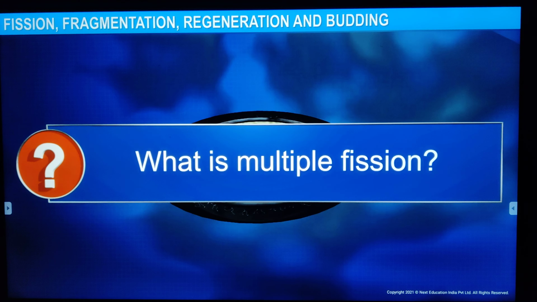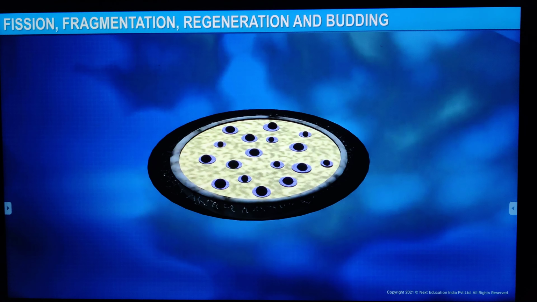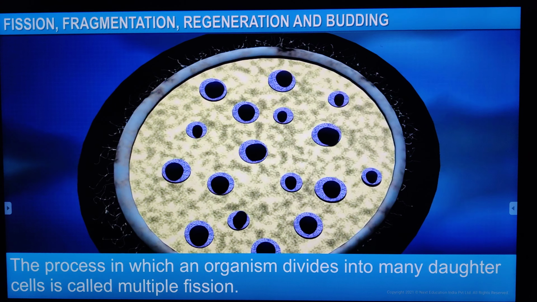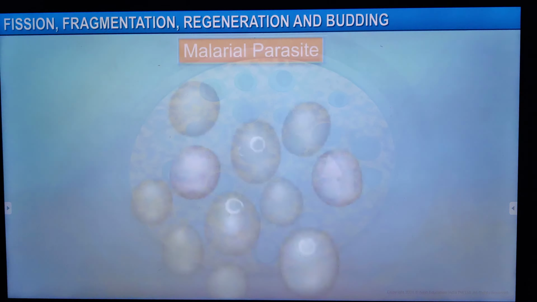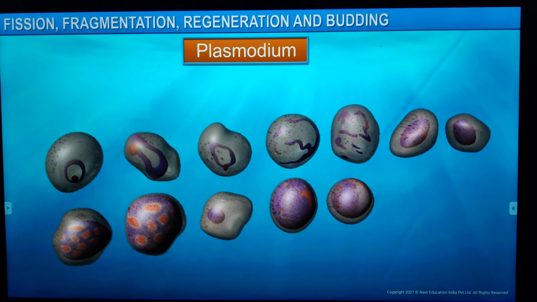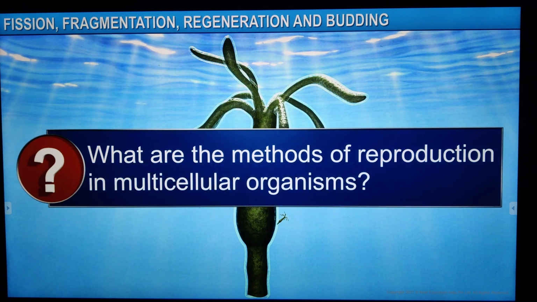What is multiple fission? The process in which an organism divides into many daughter cells is called multiple fission. The malarial parasite, Plasmodium, reproduces by multiple fission. What are the methods of reproduction in multicellular organisms?